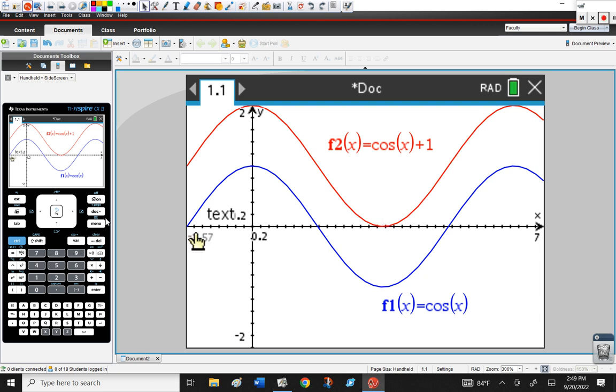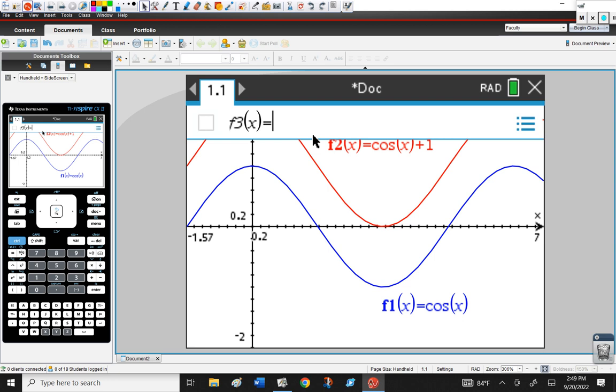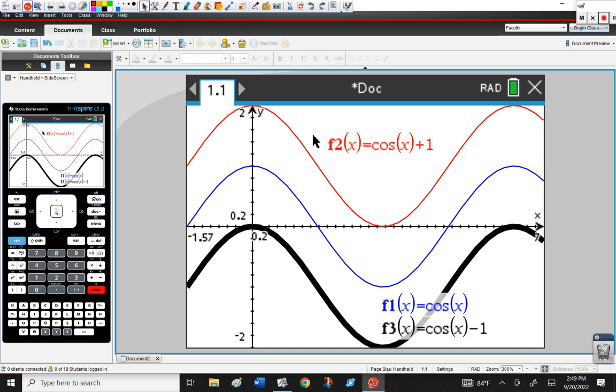Well, guess what happens if I subtract something from that cosine? Well, we'll find out right now. When I write cosine of x, this time I'm going to subtract 1. And look at that. It shifts the graph down 1 unit. Now, the blue graph is the original cosine graph, and the red one is when we shift it up 1 unit, and the black one is when we shifted it down 1 unit. Okay, now this could happen. I could shift it up 5 units. I could shift it up 10 units. But all it does is move the graph up and down.